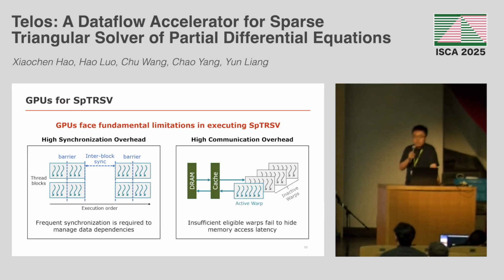Next, GPUs must communicate dependent values through the memory hierarchy. This high communication overhead forces the threads to wait for their values to be communicated, leaving a large portion of warps stalled. As GPUs rely on warp scheduling to hide access latency, this overhead leads to an insufficient number of eligible warps for scheduling and results in low memory bandwidth utilization.